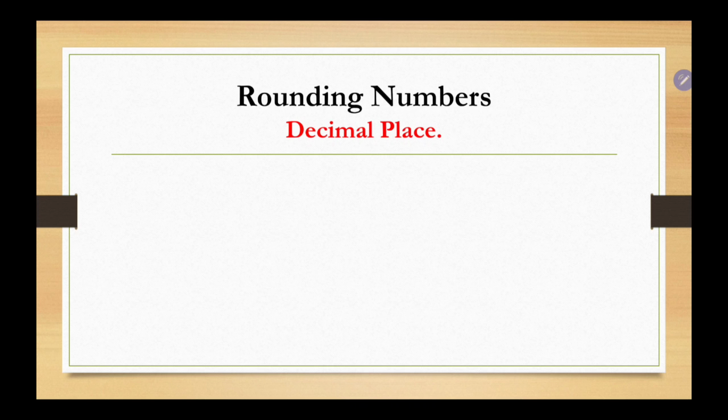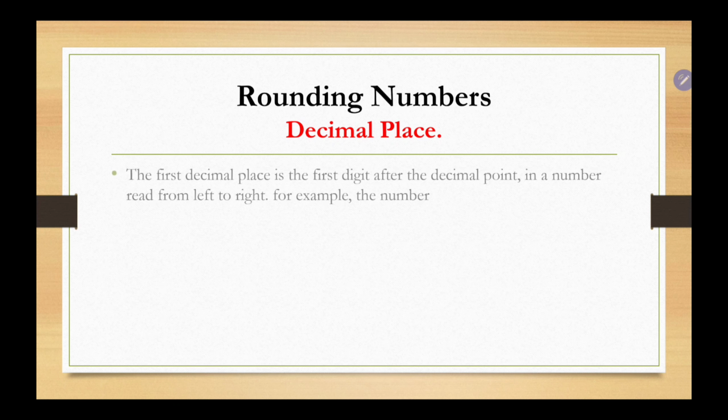So we're going to start off with rounding numbers to the correct decimal place. But before we go into that, we need to know what a decimal place is. The first decimal place is the first digit after the decimal point in a number, read from the left to the right. For example, the number 5.723 has 7 as its first decimal place. The number that comes after this is 2, and that is called the decider. The decider plays a very important role in rounding numbers, so pay attention.